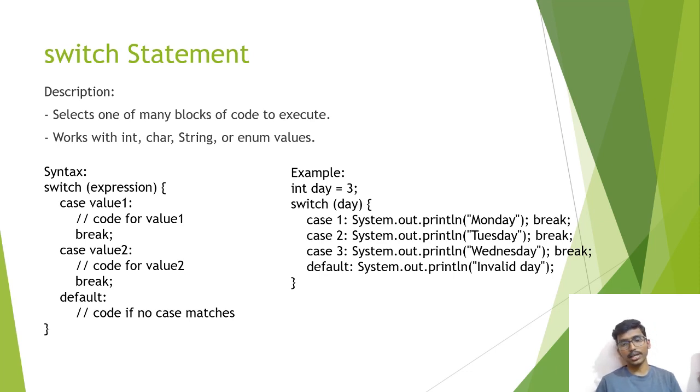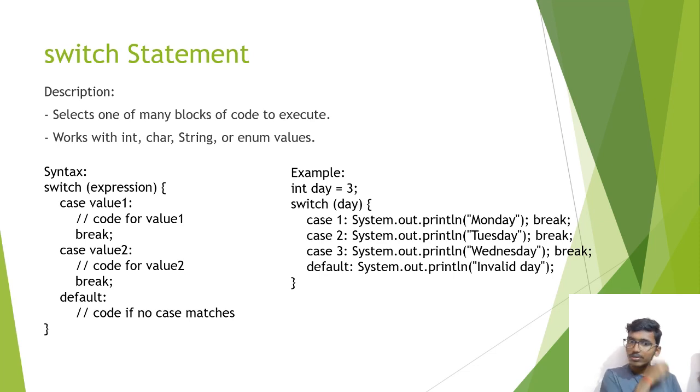And let's discuss the example. Int day is equal to 3. Here we are initializing day is equal to 3 and switch day. Case 1, print Monday. If we are giving the option as 1, we'll get the output as Monday. And we are giving break. It will break and come out of the switch.